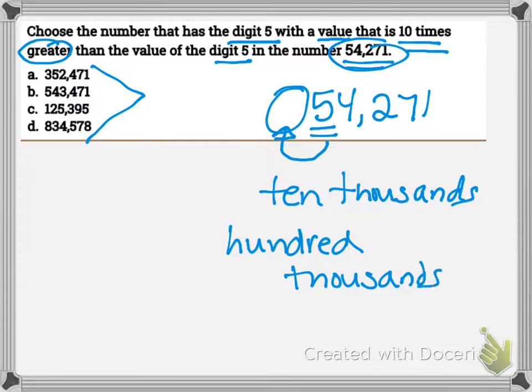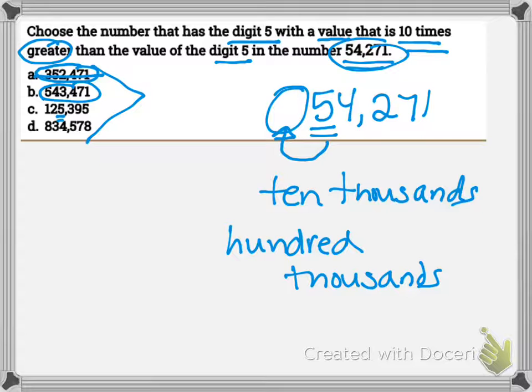So let's look through these. Where's our 5 there? In the 10 thousands. That's not 10 times greater. That's exactly the same. Where's our number here? Oh, there it is. Now, if you find the correct answer, you still want to look through the rest to make sure you can eliminate them. We already know we can eliminate this one. This one has the 5 in the 100,000s, so that's probably our correct answer.